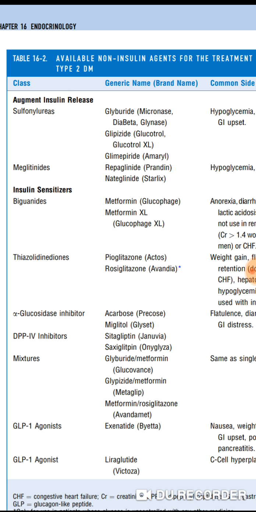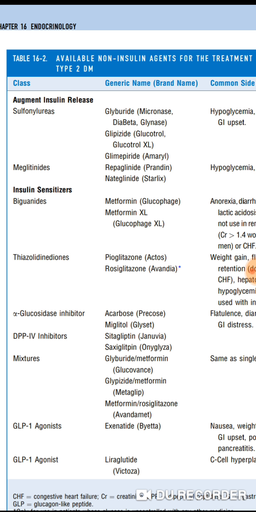Thiazolidinediones include pioglitazone and rosiglitazone. They are also insulin sensitizers, and they decrease the tissue resistance to insulin. The main side effect associated with thiazolidinediones is weight gain and fluid retention, and so you cannot use them in patients who have congestive heart failure or who are at risk of fluid retention.